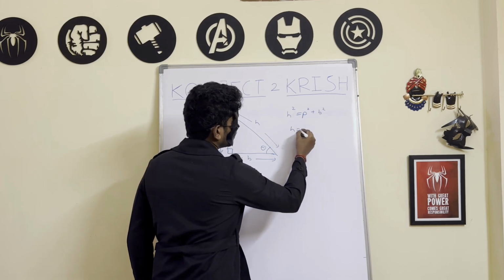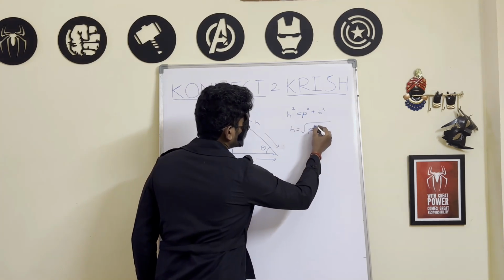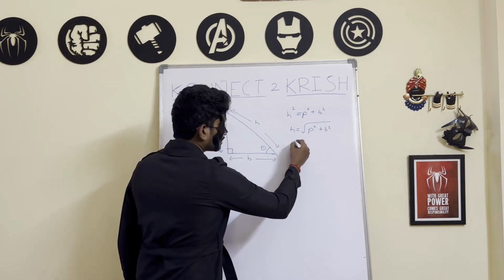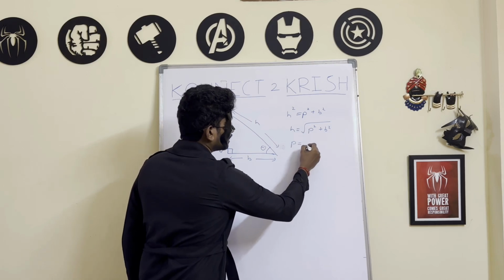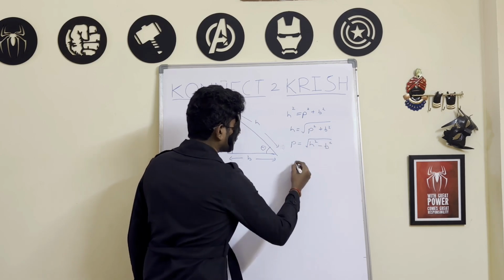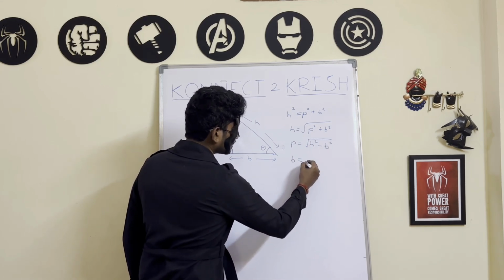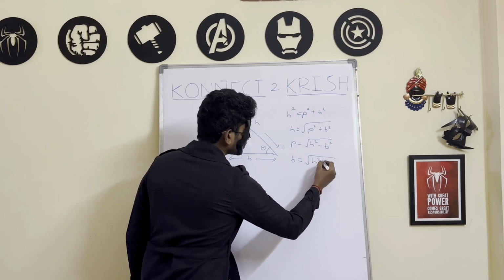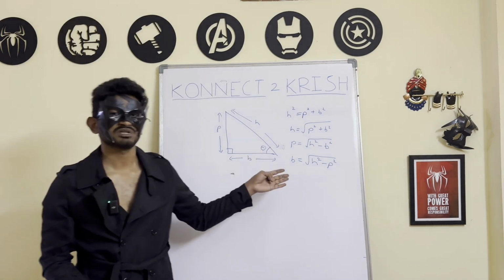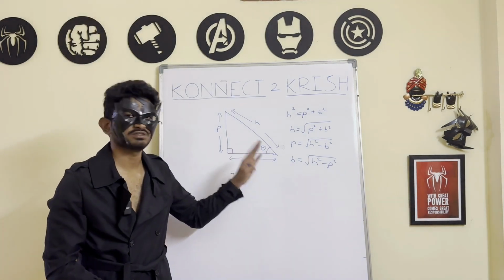So we can say h is nothing but under root of p square plus b square, and also you can say that perpendicular is nothing but under root of h square minus b square, and also you can say that base is nothing but under root of h square minus p square. So just remember these formulas. We will be solving questions based on these formulas.